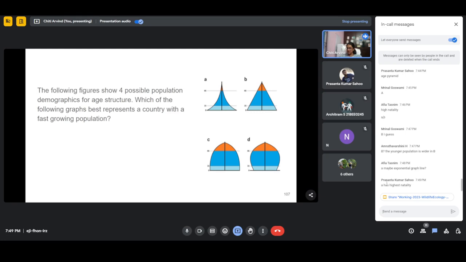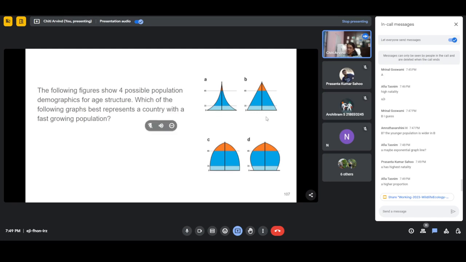Right. So Prashanta says A has the highest natality, right? Because if you divide the number of light blue by dark blue, you are going to see a much higher ratio for A. So that means that the birth rate is higher in A as compared to B. B is also a growing population, but A is a faster growing population because the number of individuals between 25 to 65 is decreasing at a much higher rate as compared to 25 to 65 in graph B. And the death rate is even higher for A as compared to B. So yes, both are expanding populations, but the faster growing population is seen in graph A.